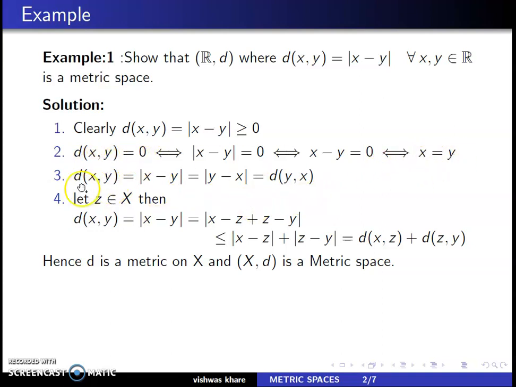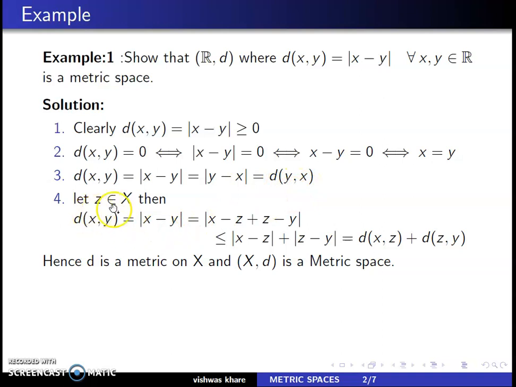So, the second condition says that d(x,y) equals 0 if and only if x equals y. The third, d(x,y) equals modulus of x minus y, which can be written as the same as modulus of y minus x. And this by definition becomes d(y,x). So here d(x,y) equals d(y,x).